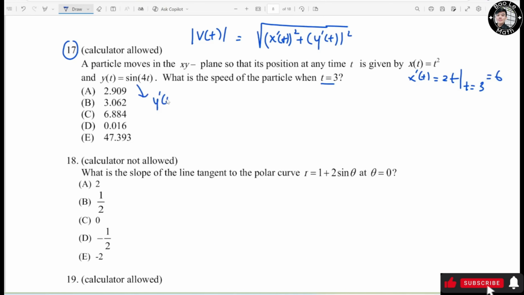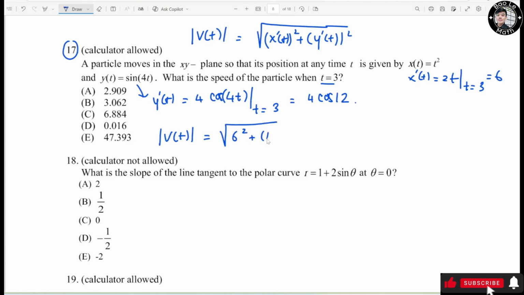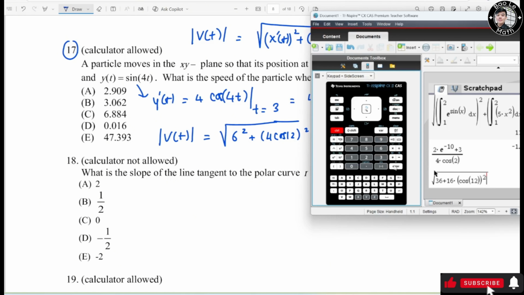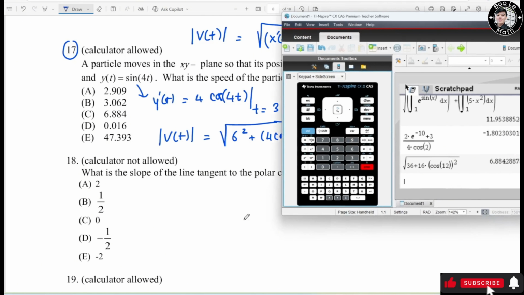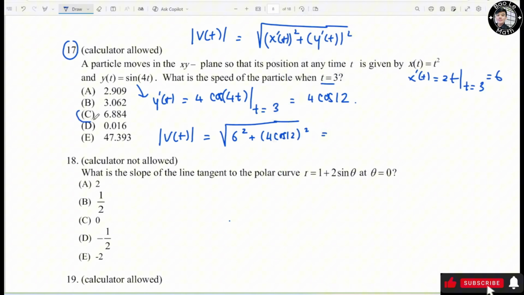Y prime of t is 4 cosine 4t. And then you need to evaluate this at t equals 3, so it's 4 cosine 12, right? Now, the magnitude of the velocity is going to be the speed. It's going to be the square root of 6 squared plus 4 cosine of 12 altogether squared. So we're going to bring up the calculator. Let's control enter. It's going to be 6.884. The answer must be C.